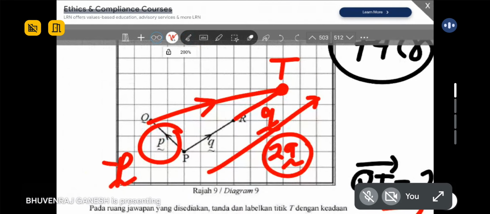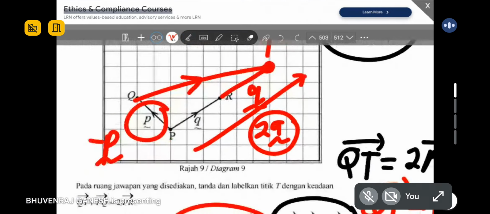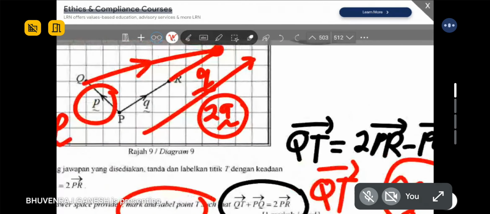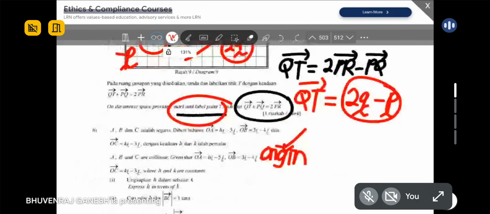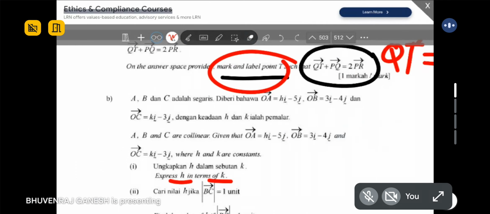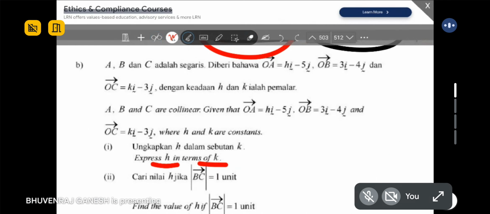Understand? All of you? Jelas? The concept? So actually, you no need to find point O. Okay? Can, so next one. Question B. So soalan B. They ask you to express H in terms of K. Ungkapkan. Okay, so based on the question, you got all this information.